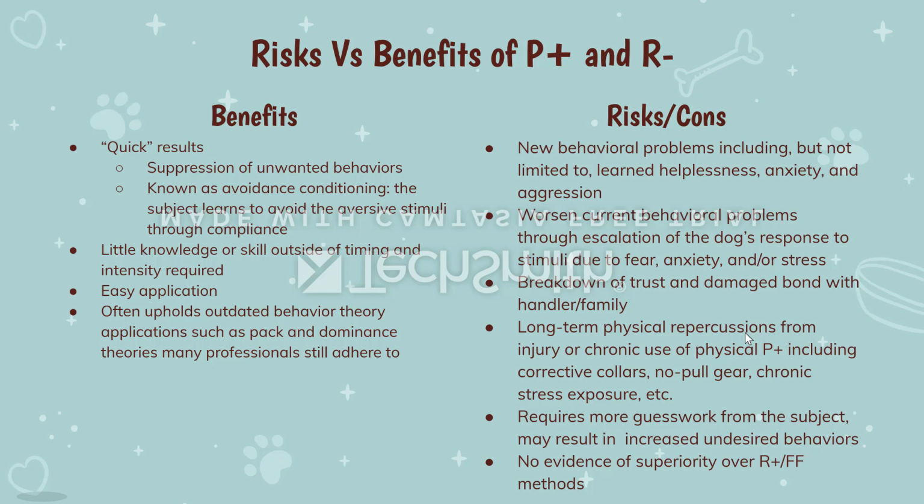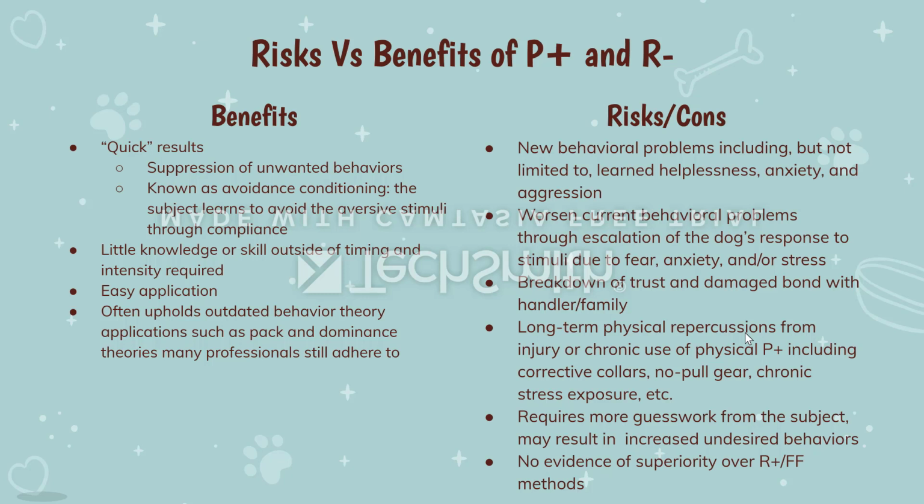It also breaks down our trust and damages the bond with the handler and or the family who's working with the dog, because it creates this sense of unpredictability. It would be similar to if, the person that you live with, only bad things really ever happened around them. So you're not really going to trust that person. You're not going to have a good bond with them. It's going to be a fairly traumatic existence. And our long-term physical repercussions from injury or chronic use of physical positive punishment, this includes corrective collars, no pull gear, chronic stress exposure.